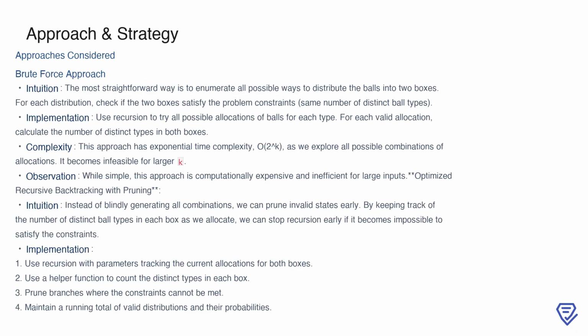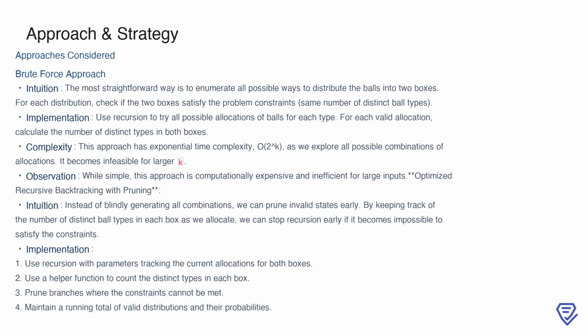To tackle this problem, we first considered a brute force approach. The intuition behind this method is straightforward: enumerate all possible ways to distribute the balls into two boxes and check whether the distributions meet the condition that both boxes have the same number of distinct ball types. To implement this, we would use recursion to allocate balls of each type to one of the two boxes. For every allocation, we would calculate the number of distinct types in each box to determine if the distribution is valid. However, the major drawback of this approach is its computational complexity.